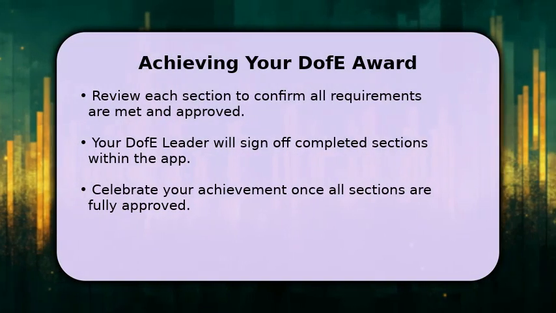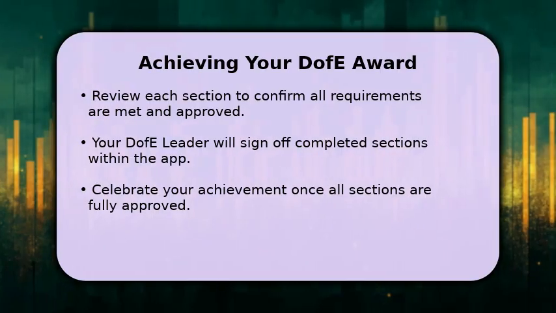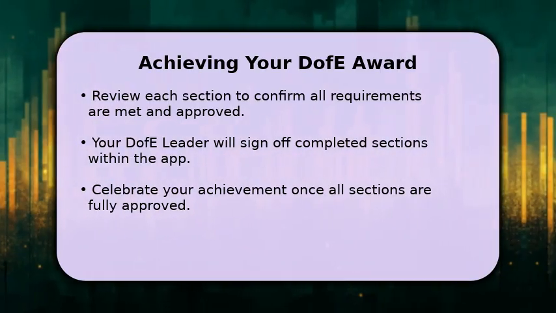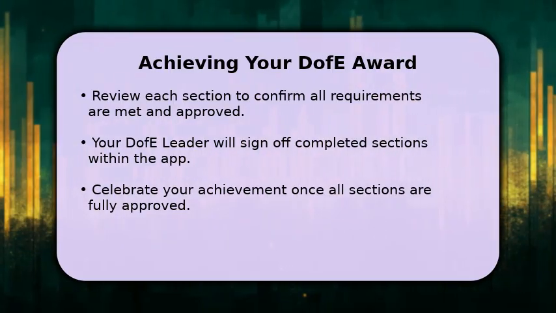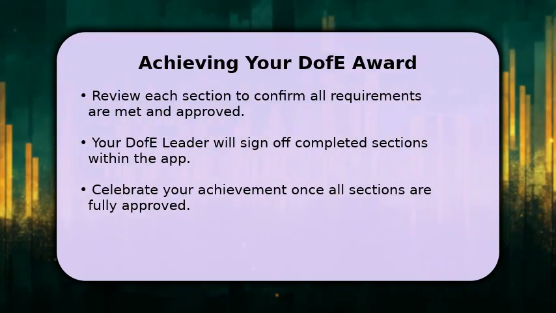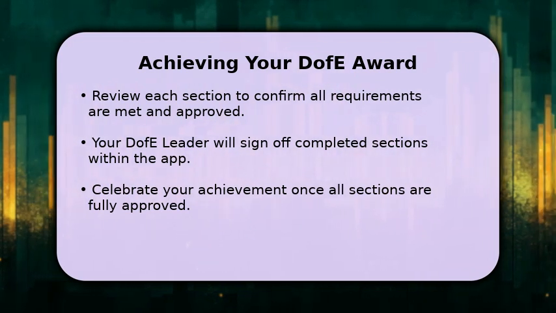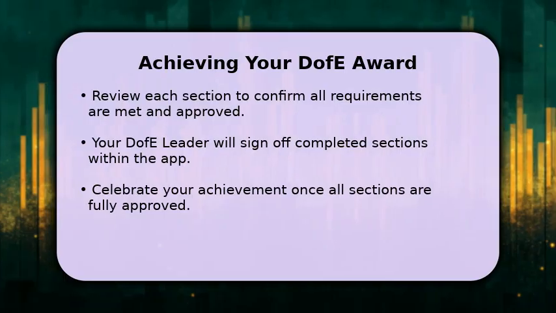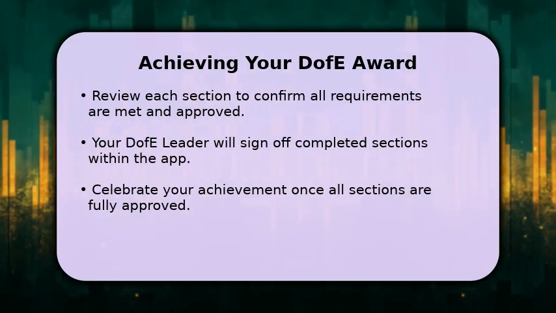Once you have completed all required hours and uploaded evidence for each section, review everything carefully to ensure it meets the award criteria. Your DOFE leader will then approve your completed sections directly through the app. After all sections are signed off, your award will be verified, and you will receive your certificate and badge. Congratulations on achieving your Duke of Edinburgh's award.